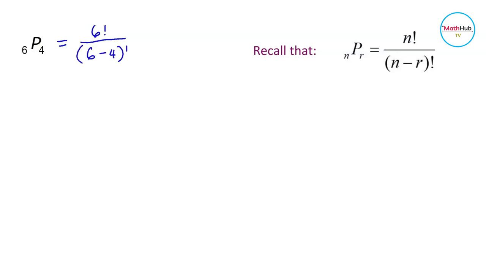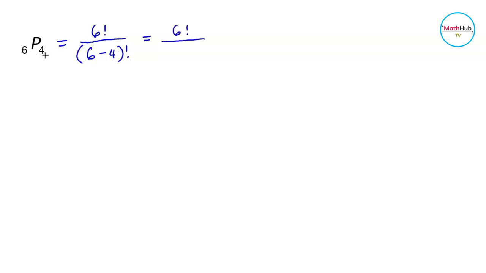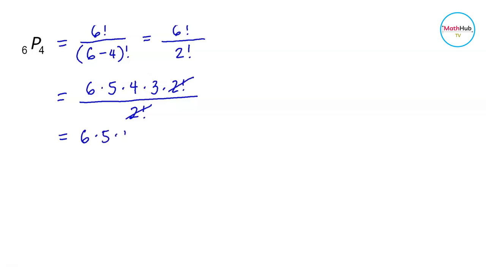Permutation 6 taken 4. This is equal to 6 factorial divided by (6 minus 4) factorial. That is equal to 6 factorial divided by the denominator. Solve first the one inside the parentheses. So you have 6 minus 4, that is equal to 2. So 2 factorial. Then to simplify, we will rewrite 6 factorial as 6 times 5 times 4 times 3 times 2 factorial. And the denominator is 2 factorial. Cancel 2 factorial for both numerator and denominator. Multiply 6 times 5 times 4 times 3, and that is equal to 360.